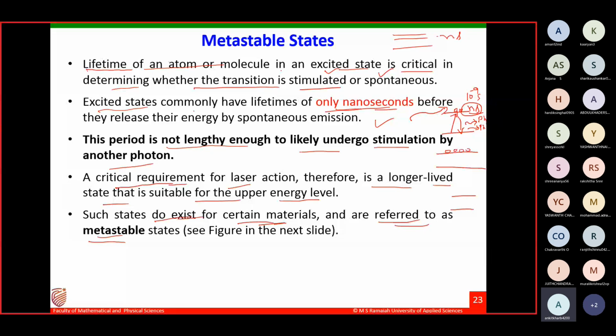The average lifetime before spontaneous emission occurs for a metastable state is on the order of microseconds to milliseconds. As you know, nanosecond means 10 to the power of minus 9 seconds, microsecond means 10 to the power of minus 6 seconds, and millisecond is 10 to the power of minus 3 seconds. Which one is bigger? 10 to the power of minus 3 is bigger than minus 9, right?